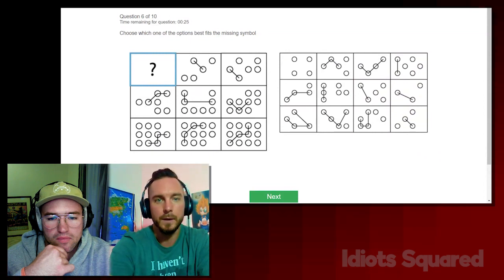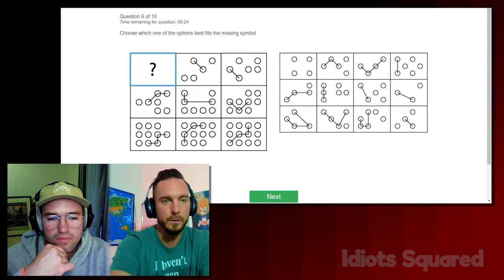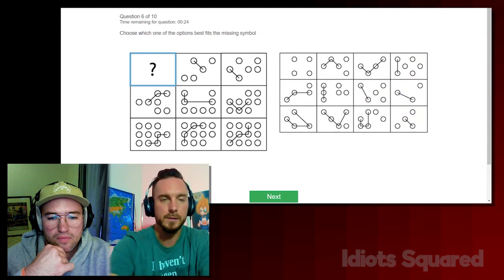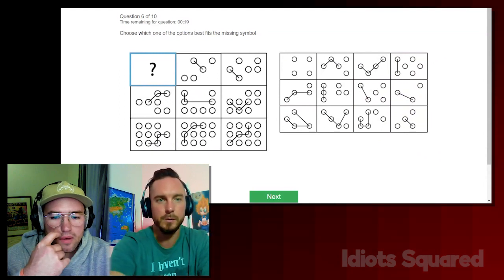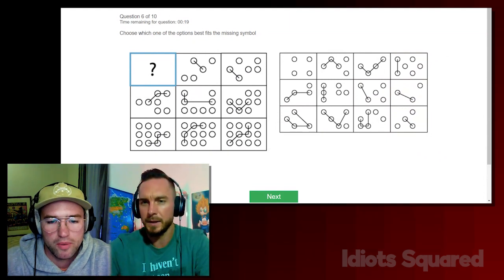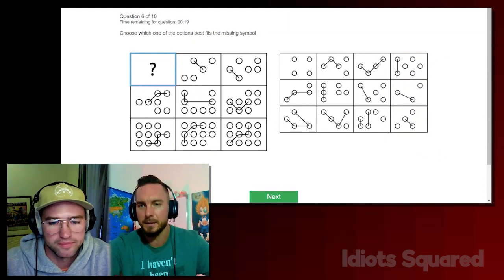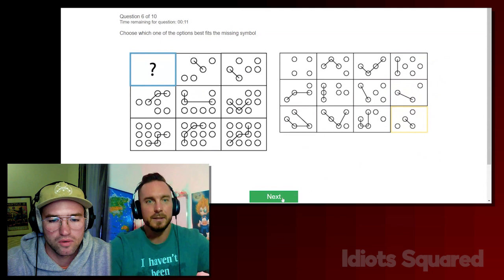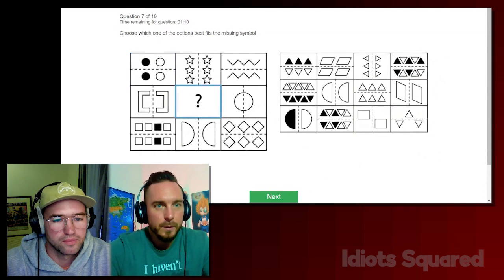1, 2, 3, 4, 5, 6. Okay, so I think it's, and you can see like the numbers go higher as we go. So 1, 2, 3, 4, 5. So probably bottom right. Yeah, bottom right. Okay, here we go.